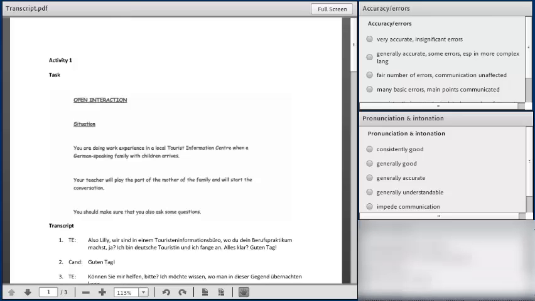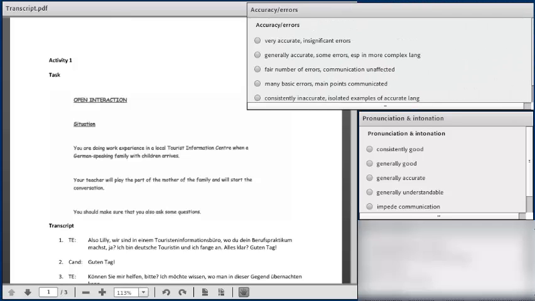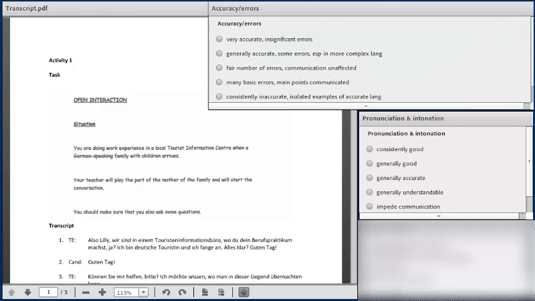Okay, so if we just make the accuracy errors grid poll a little bit bigger for me, if possible, please, Mel. Okay, I'm going to broadcast those results for you to see. So the majority of you feel that there are a fair number of errors, but actually communication is unaffected. And that's exactly what we felt was the case.